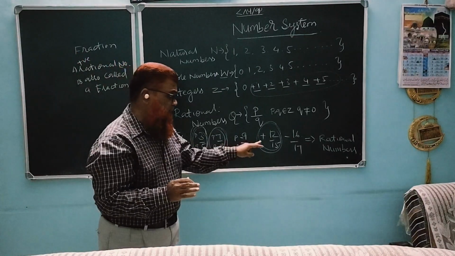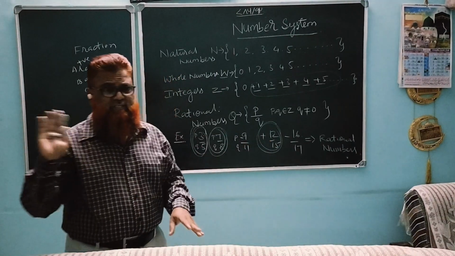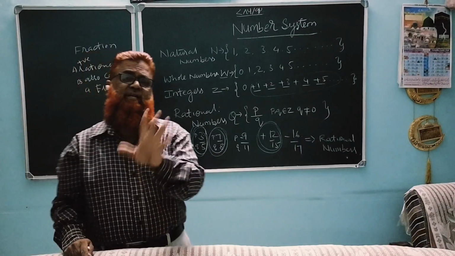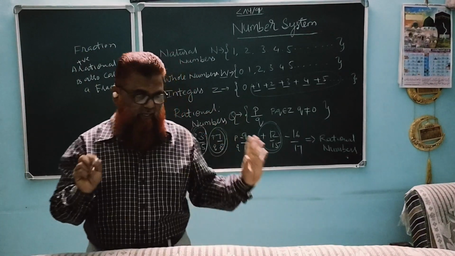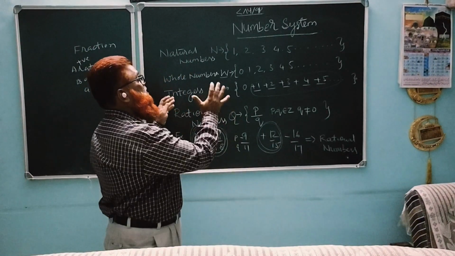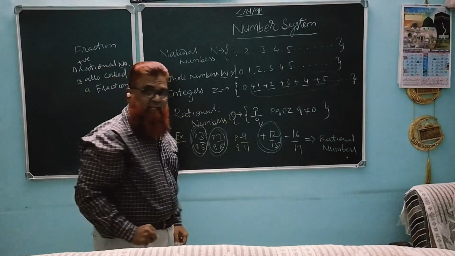But if either of the P or the Q is negative, it is not; only when both are positive can you say it is a rational number. I hope you understand it very clearly.